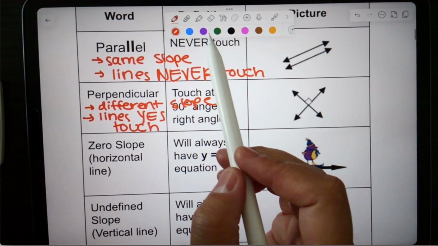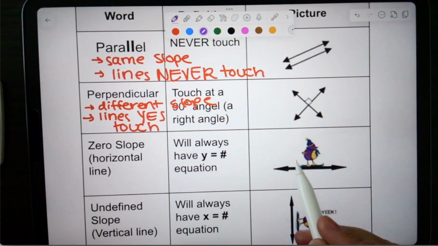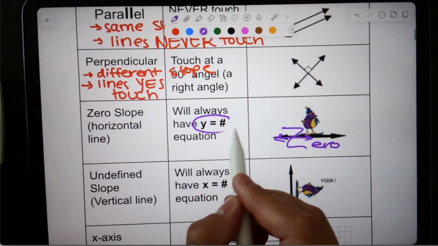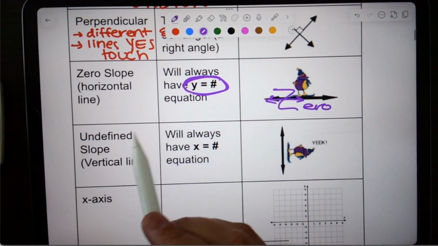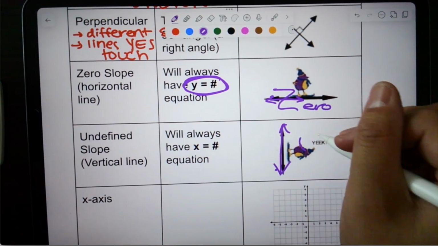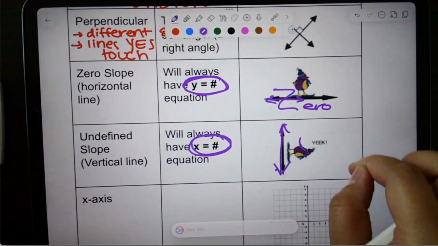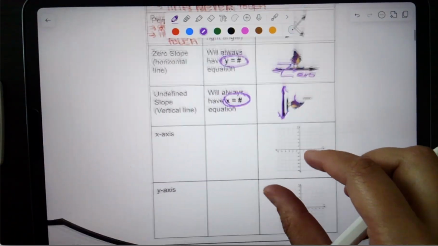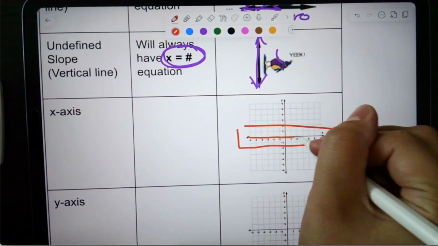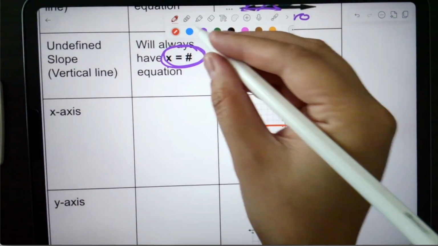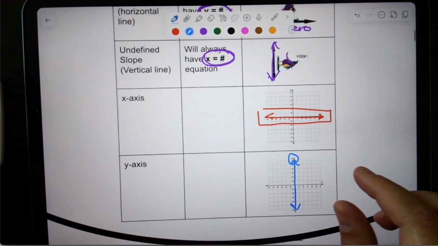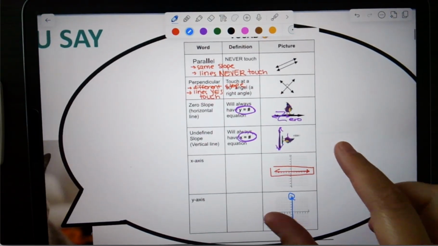A while back we learned about zero slope. Remember, zero slope is a line that goes left and right, and it's always going to be a y equals equation. Now, undefined slope is a line that goes up and down, like this penguin. This isn't possible, and it's always going to be an x equals. Okay? So remember, this is our x-axis right here. The line that goes left and right is my x-axis, and my y-axis is right here, the line that goes up and down. Okay? So make sure you copy this.